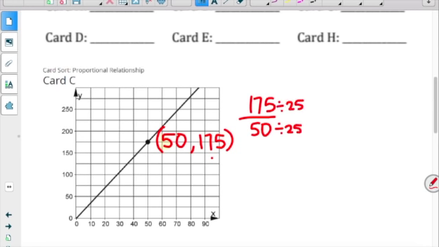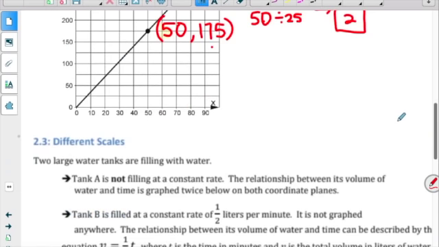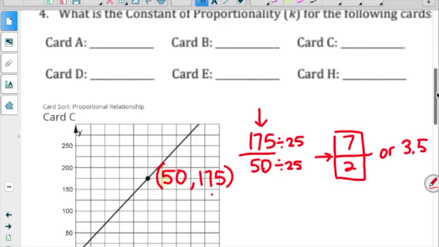So how many 25s are in 175? It would be 7. And how many 25s are in 50? That would be 2. So 7 halves. That's a simplified fraction. So you can keep it like that. You could also turn it into a decimal. 7 divided by 2, or we could have used 175 divided by 50. That would have given us 3.5. Okay, and a decimal or a fraction is okay for that. So 7 over 2, or 3.5.